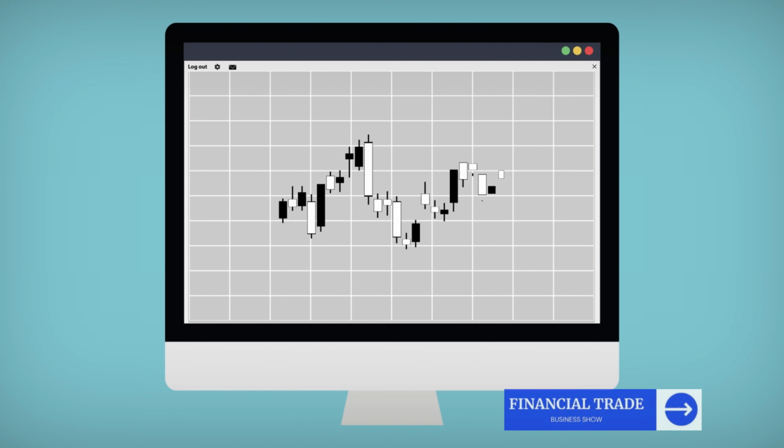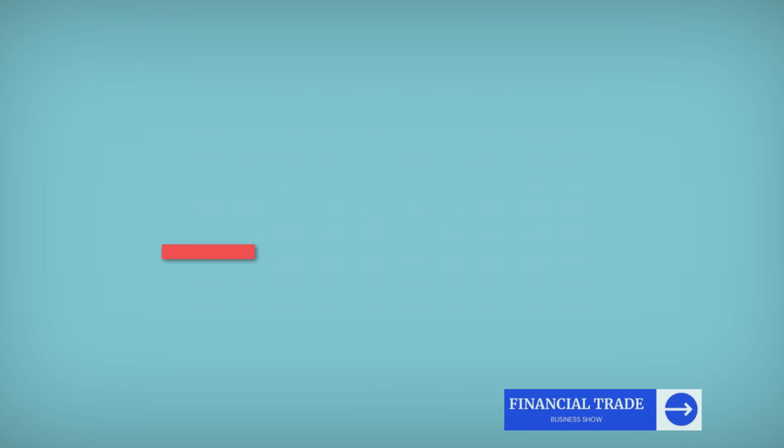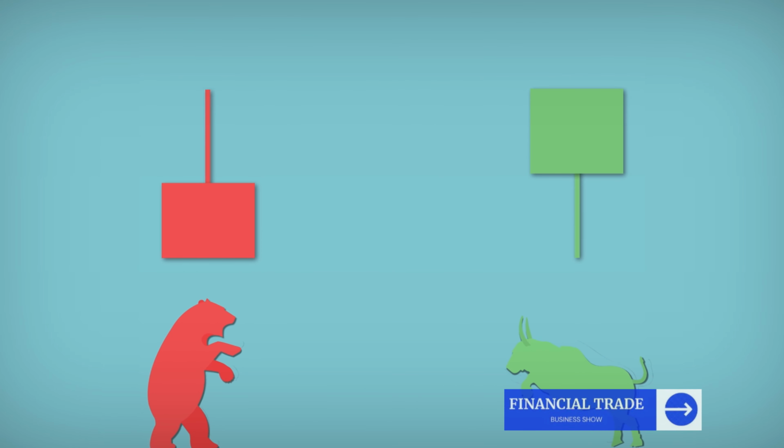In general, you can define the colors of the candlestick in each trading platform to suit your individual preference. Bearish candlesticks are usually red, whereas bullish candlesticks are green. To prevent confusion, from here on in, we'll refer to them using these colors.